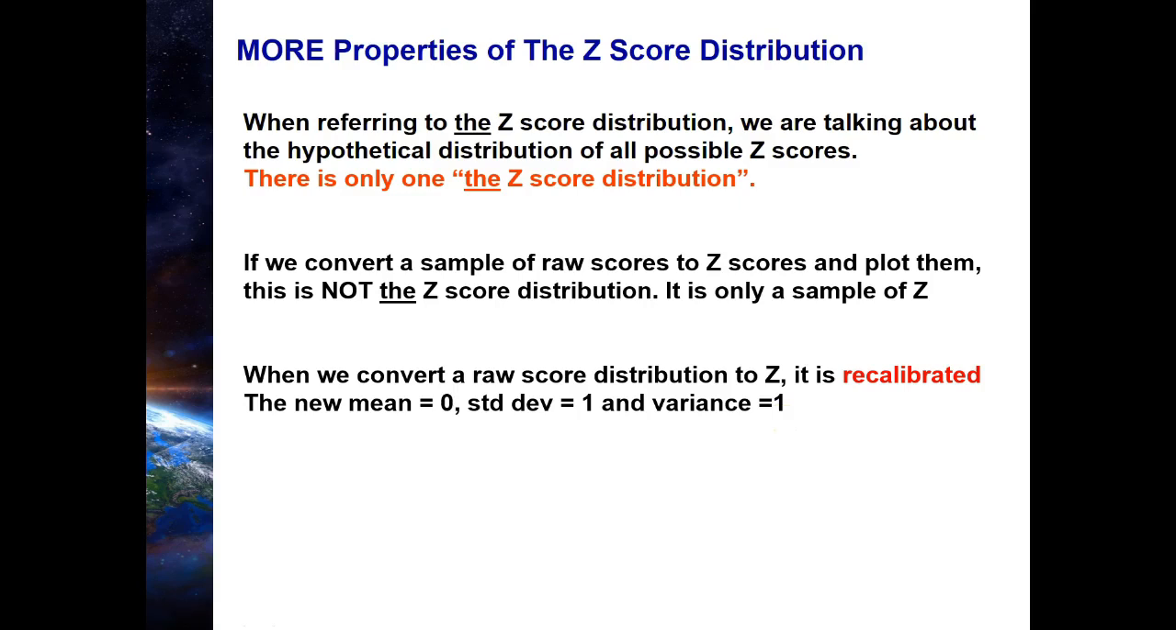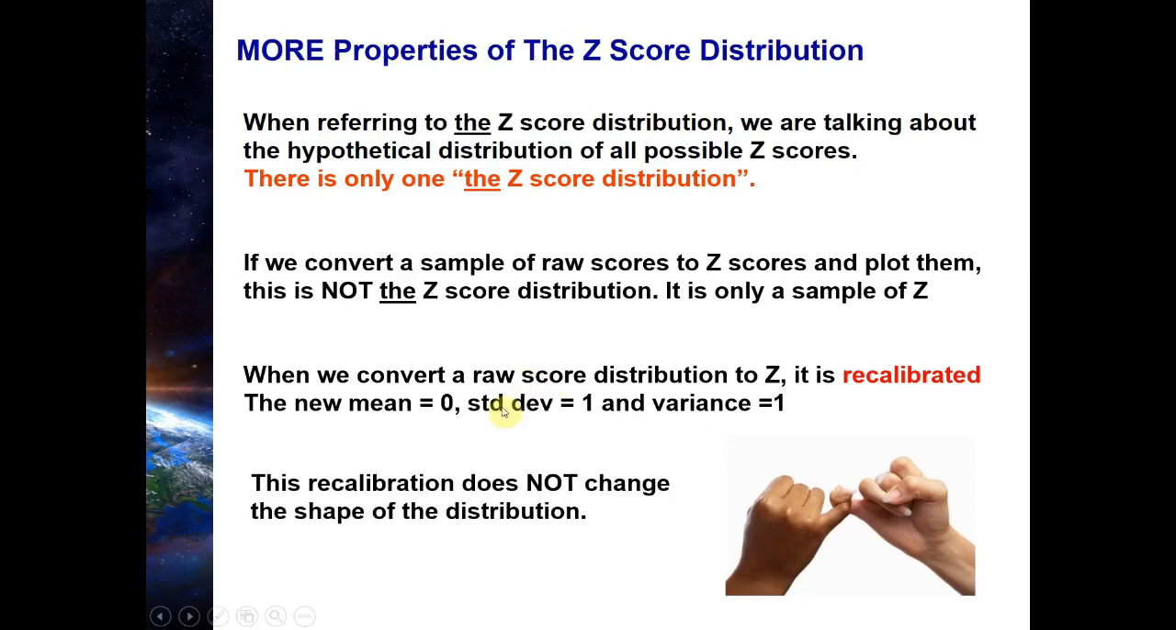If you're going to compare apples and oranges, you've got to recalibrate all your scores so that they have the same mean, the same standard deviation, and the same variance. Once that's true, you can compare apples to apples, oranges to oranges. And I'm going to go through an example. Okay, so just hold up.